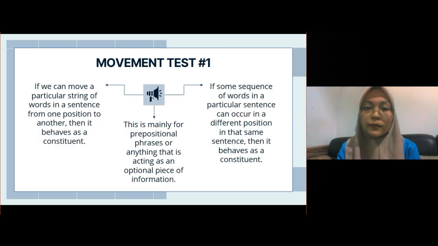The first test is movement test. So we can see that if we can move a particular string of words in a sentence from one position to another, then it behaves as a constituent. And then if some sequence of words in a particular sentence can occur in a different position in that same sentence, then it behaves as a constituent. This movement test is mainly for prepositional phrase or anything that is acting as an optional piece of information.